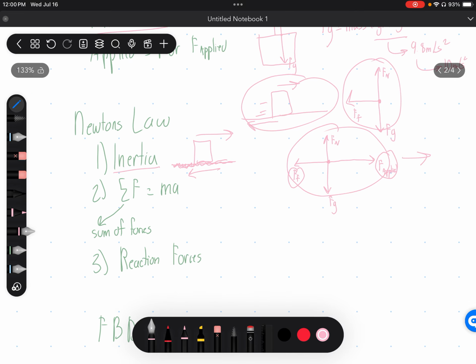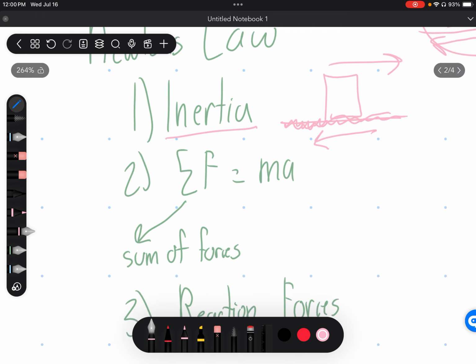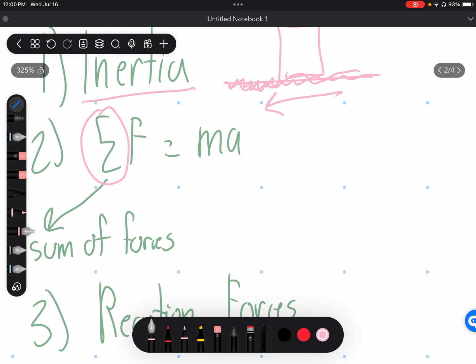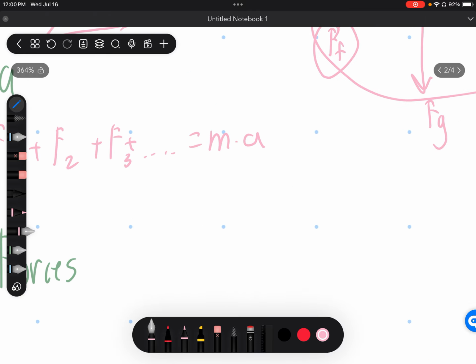Now, let's get into our second one. The second one is really just an equation. It's force equals mass times acceleration. But notice this symbol right here. What is that? It's called the sum of forces. So what that means is that this equation can be written as F1 plus F2 plus F3, and so on and so forth, equals the mass times acceleration. So that means it is the accumulation of all the forces. But remember that some forces can be positive or negative.